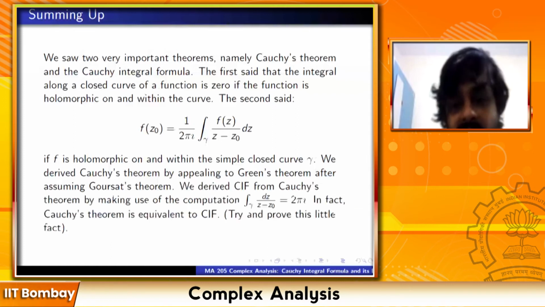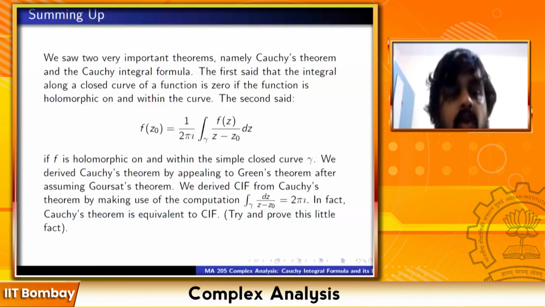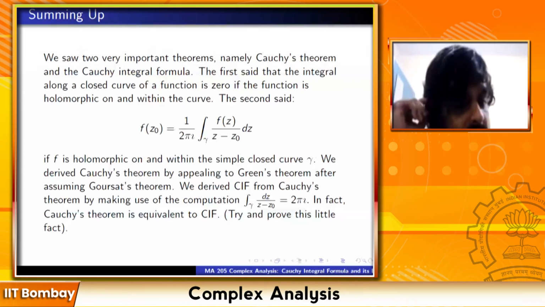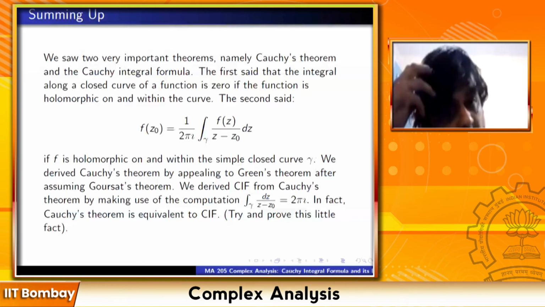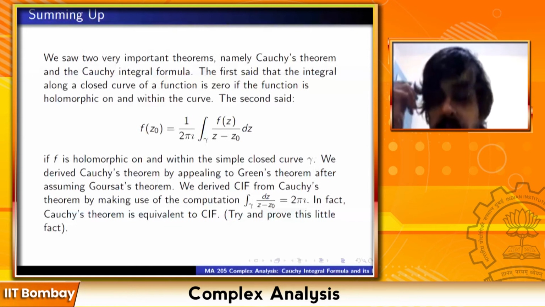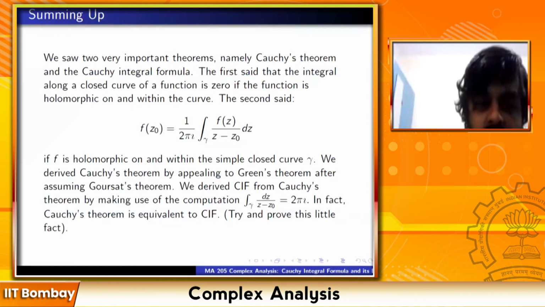So in fact, you can turn the situation on its head. Cauchy's theorem is actually equivalent to the Cauchy integral formula. So you could begin with the Cauchy integral formula and derive Cauchy's theorem. Try and prove this little fact. You could start with either one and prove the other with ease. We won't discuss this, but I just wanted to point out that you can go from the integral formula to Cauchy's theorem.